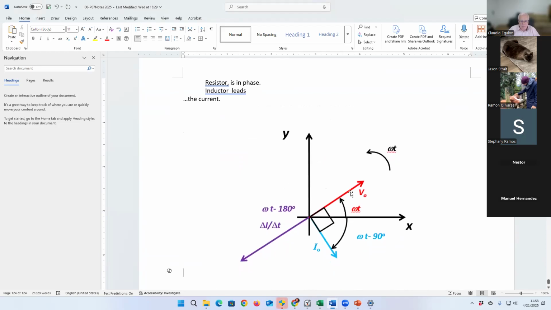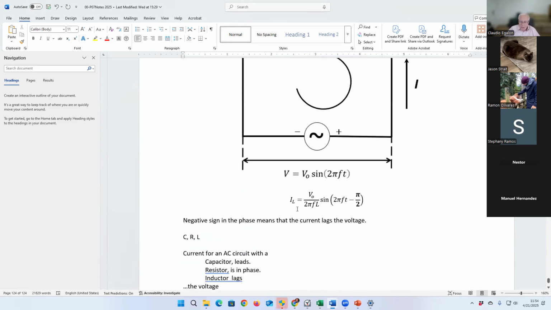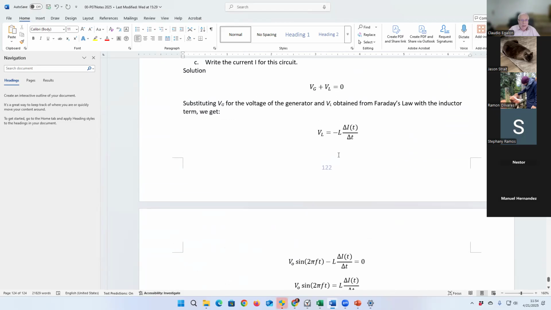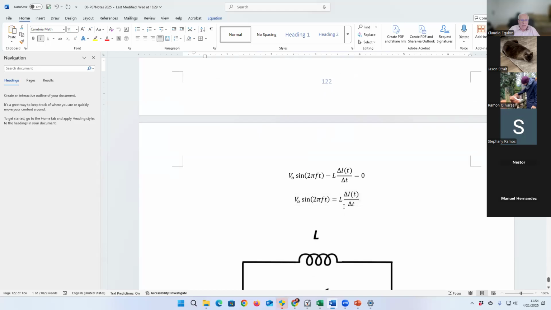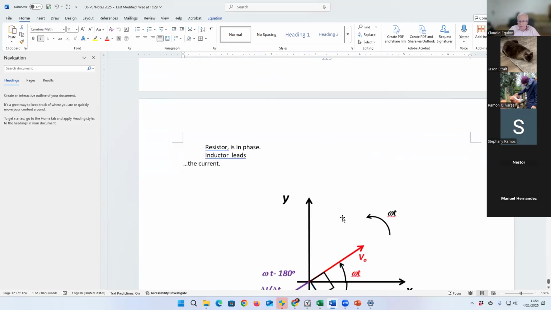So now we have a phasor diagram. Here's the phasor for the voltage. Here's the phasor for the current that lags the voltage. And then here's the phasor for delta I over delta T. It's displaced by 180 degrees. That's why we have that minus sign, okay? The 180 degrees stands for the minus sign. Let's go back there. Here the minus sign. That shows that there is a lagging of 180 degrees.